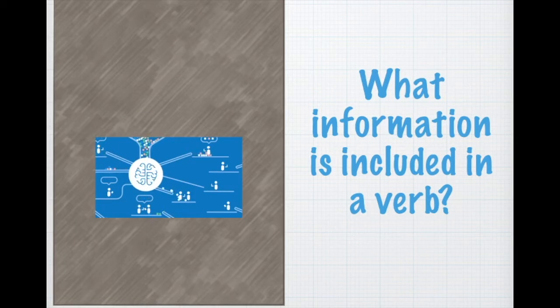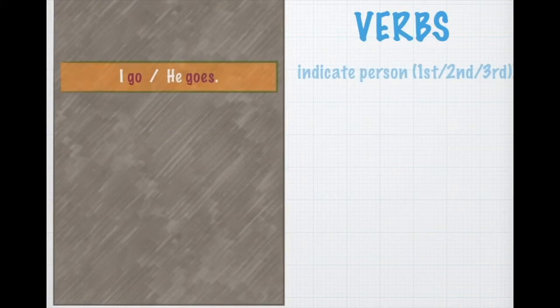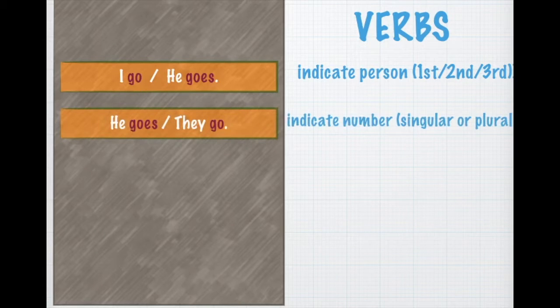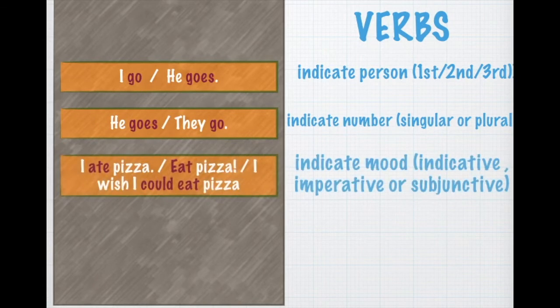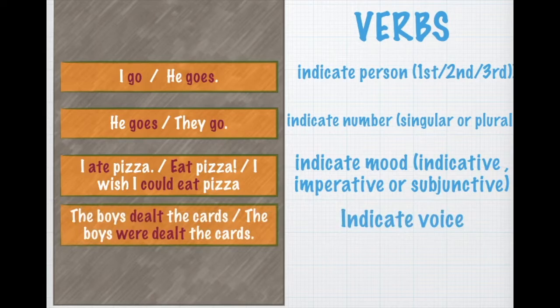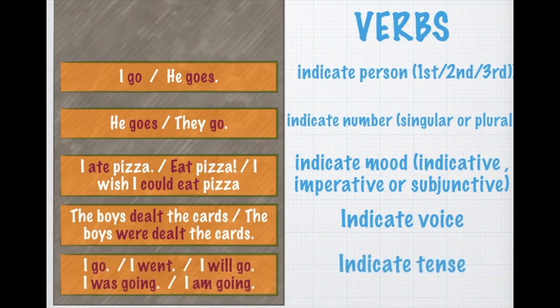What information is included in a verb? Verbs indicate person, first, second, and third. They indicate number, singular or plural. They indicate mood, including indicative, imperative, or subjunctive. And they indicate voice, which is active or passive. And they indicate tense, present, past and future, present progressive, past progressive, etc.